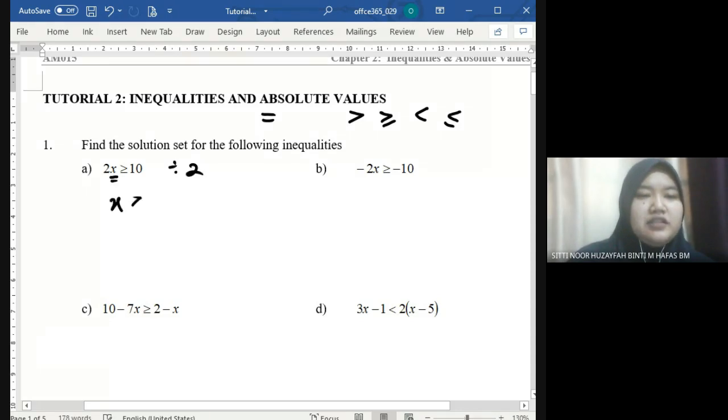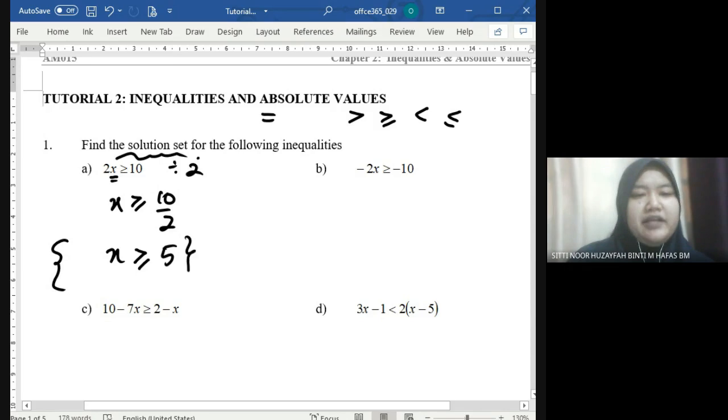So X should be more than or equal to 5. Okay, so when it's in a solution set, it means that you have to write it down in curly brackets, like you do on the number line, you learned it in real numbers, right? So a set of X such that X is more than or equal to 5.